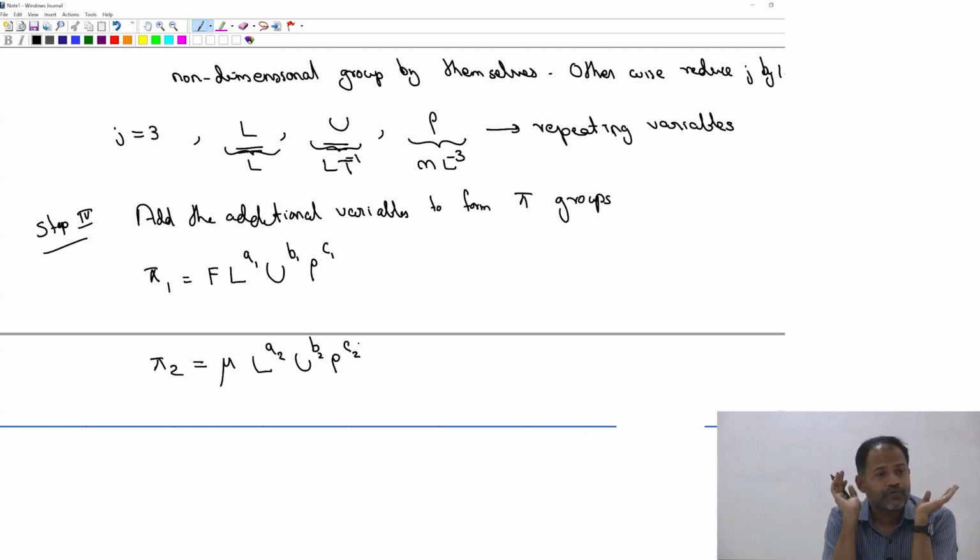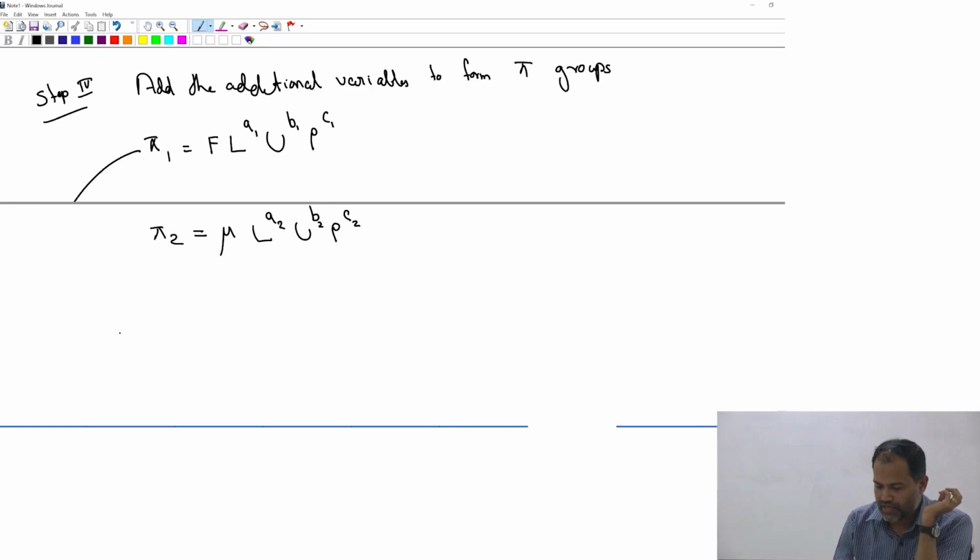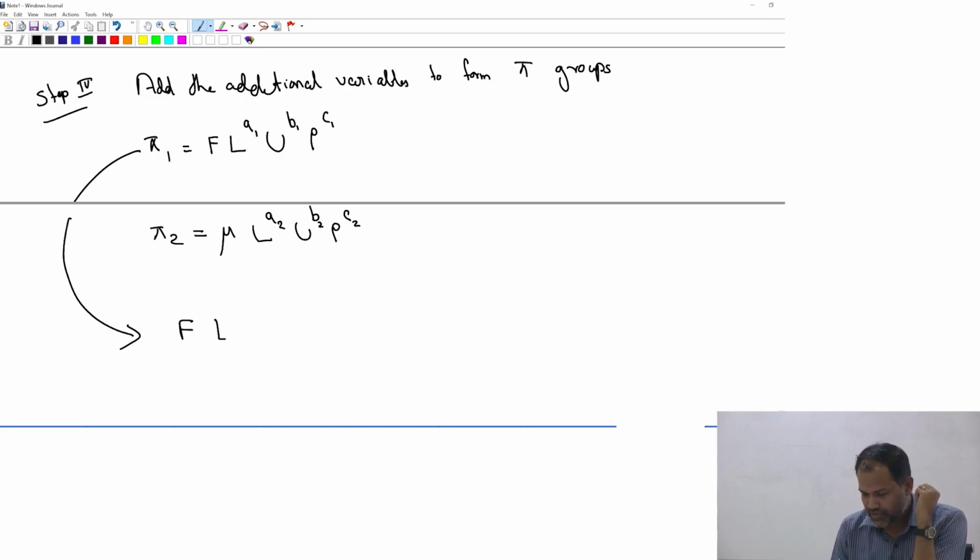I do not know what the values of A1, B1 and C1 are. But all of them have some dimensions, so I may be able to find some A1, B1, C1 such that it forms a non-dimensional number. So let's try to find A1, B1, C1. How would we do that? If we talk about pi 1, that is F times L to the power A, U to the power B, rho to the power C.